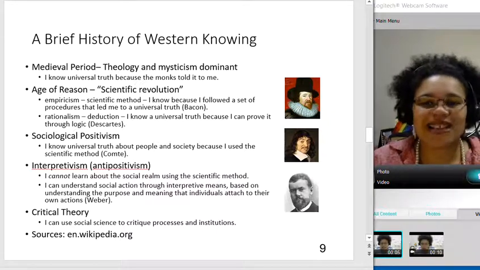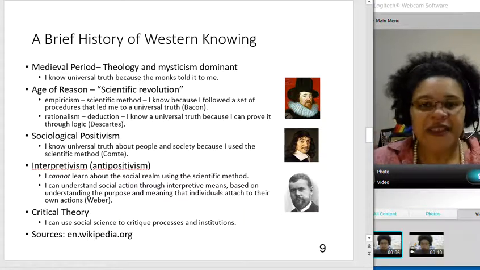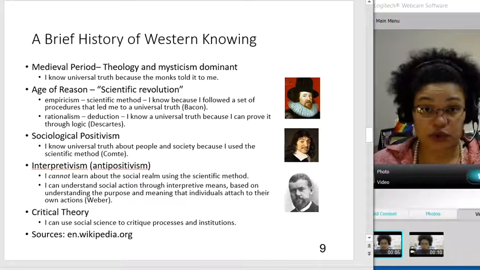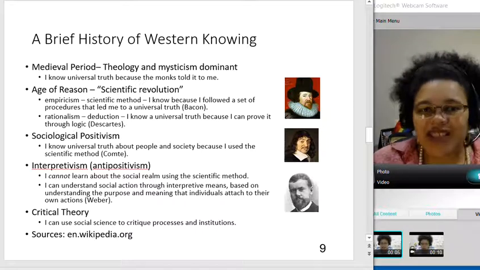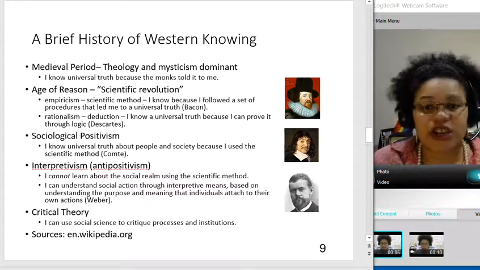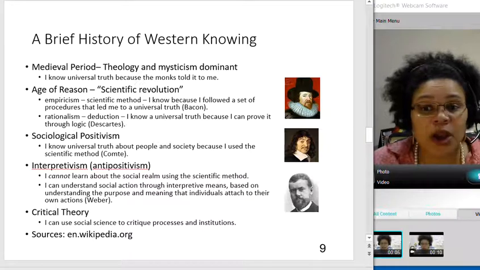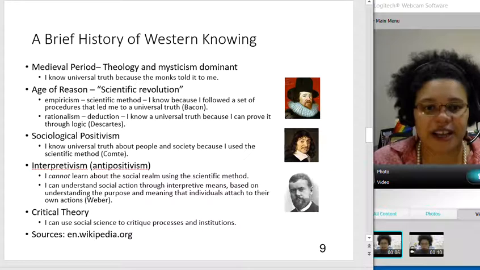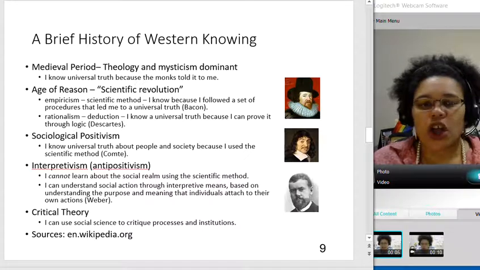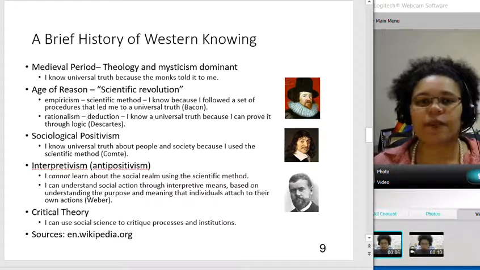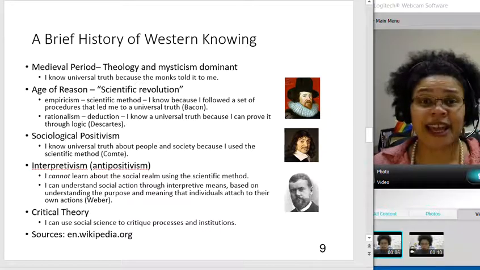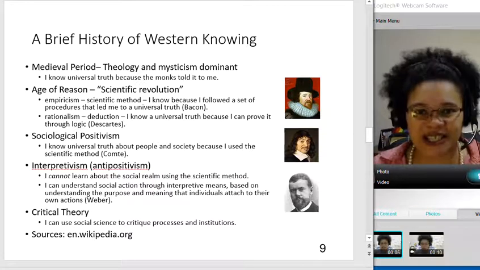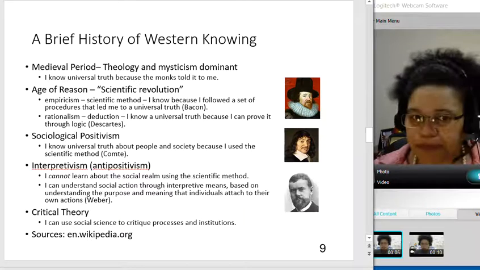I know because I followed a set of procedures that led me to some universal truth, right? And then rationalism and deduction. I know a universal truth because I can prove it through logic. All right. And so that's Bacon and Descartes, right? So, okay. So the scientific revolution, when we think about it, we think about astronomy and chemistry and these physical sciences, right? What about people?